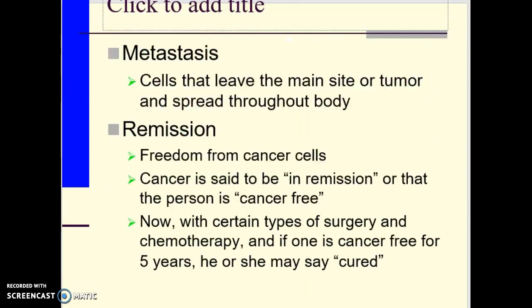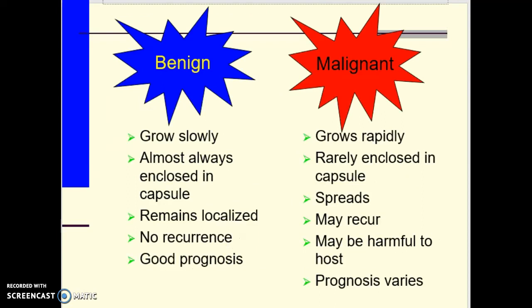Metastases, you probably all know what that means. That means the cancer has spread to another organ or another site throughout the body. Remission means someone had cancer and then it was gone. Here are two very important words to know. Benign's a good word. Malignant, not such a good word when it comes to cancer.